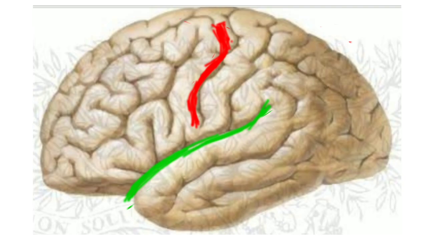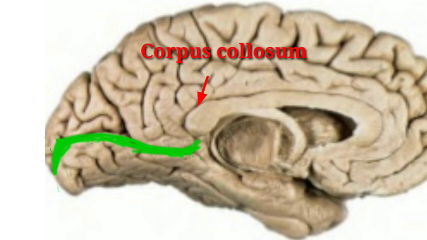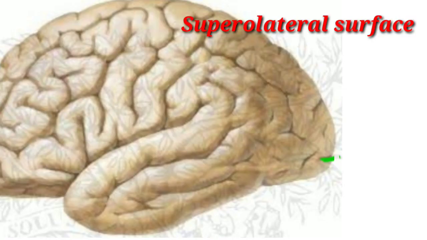The next sulcus is calcarine sulcus. It is present on the medial surface of the cerebral hemisphere. It begins as a deep fissure a little below the posterior end of the corpus callosum, the splenium, and follows an arched course with a convexity upwards to the occipital pole and may extend slightly onto the suprolateral surface.